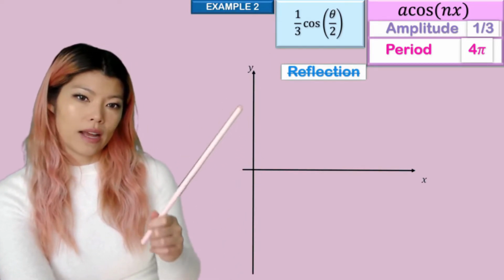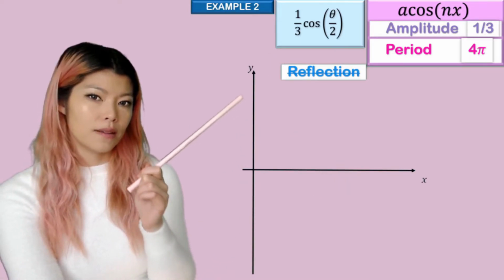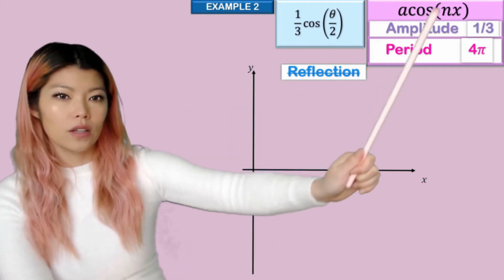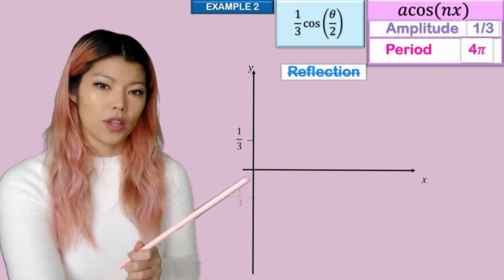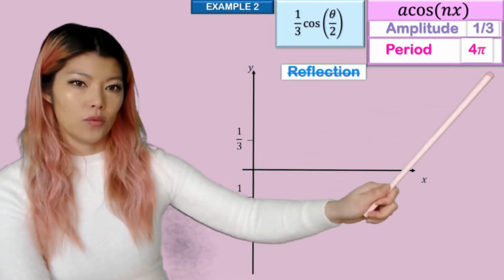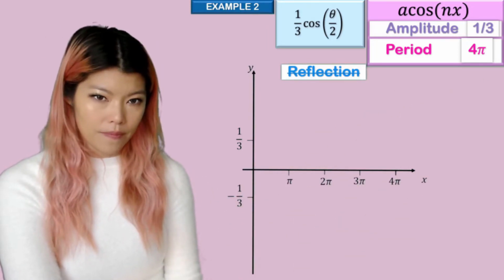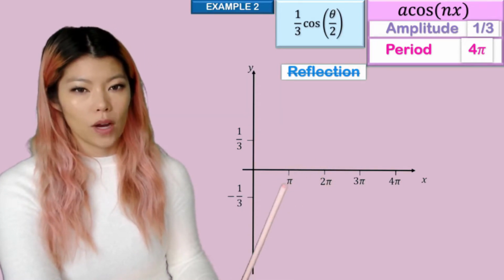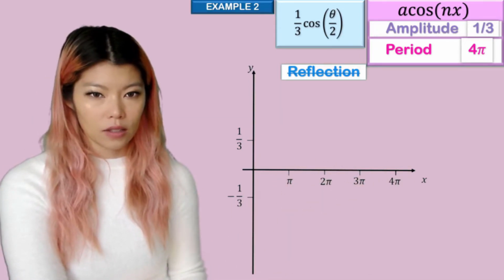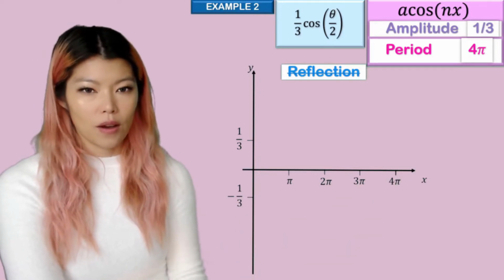So now we draw our x and y axes. What is the biggest y value and the smallest y value? Look at the amplitude. So it's going to be a third and minus a third. And we need the period to be at least 4 pi, so we need at least 4 pi there. I'm just going by 1 pi, 1, 2, 3, 4.